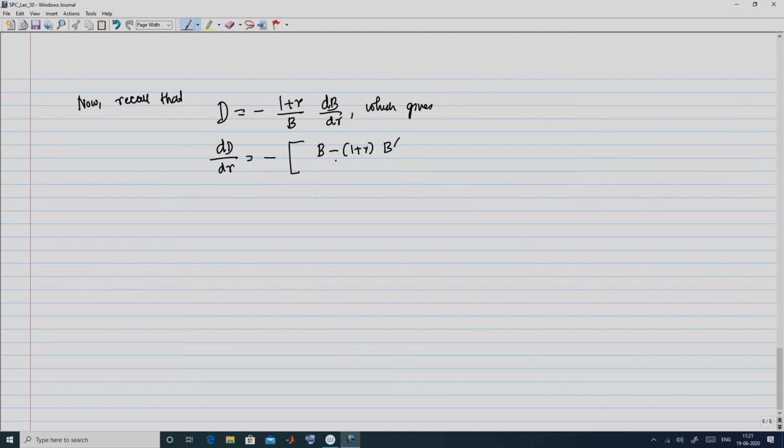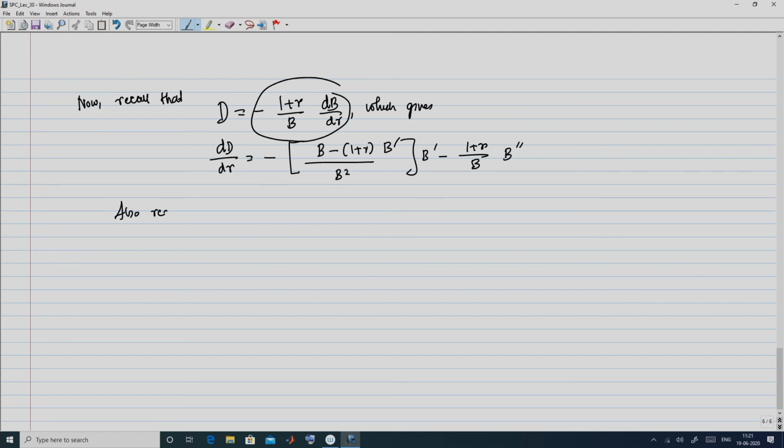Okay, so now recall that D is equal to minus (1 plus r) over B into dB/dr, which gives the following. So, I can take the derivative of this. dD/dr is going to be minus of [(B minus (1 plus r) B prime) over B square into B prime, minus (1 plus r) over B into B double prime]. I am just using the product rule of differentiation.